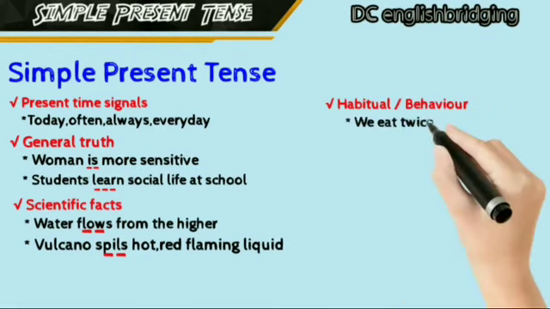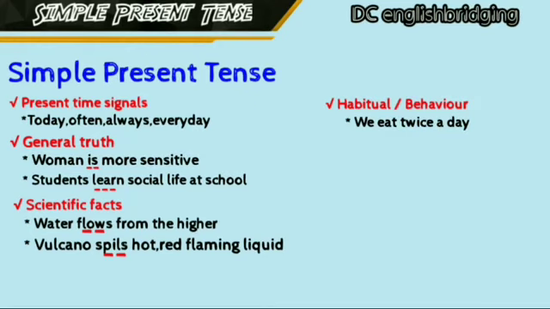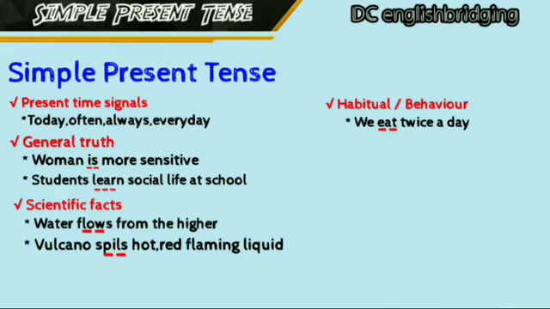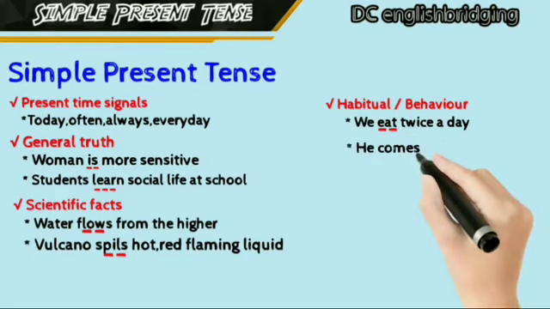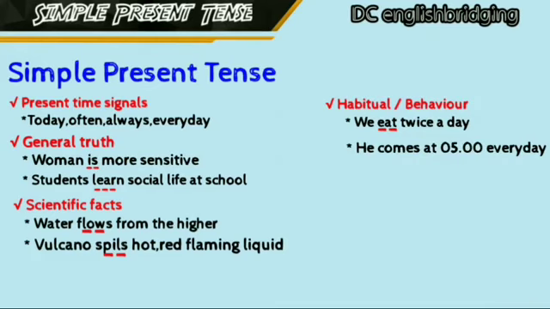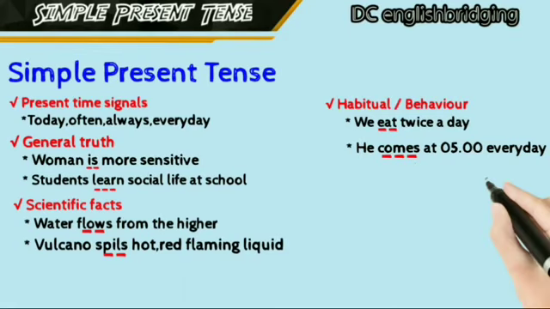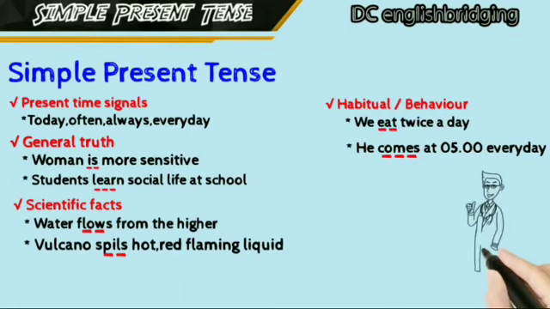And the third function of simple present tense is habit and behavior. For example, we eat twice a day. It is our, maybe my, habit, so it should be in the first form. And then: He comes at 5 every day. Every day is the time signal of simple present tense, so come should be in the present form.